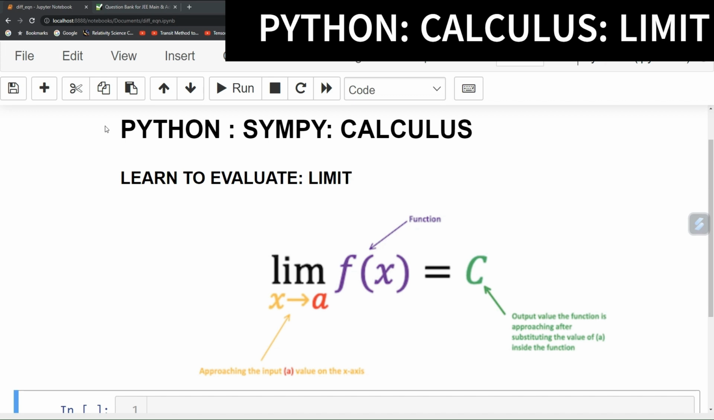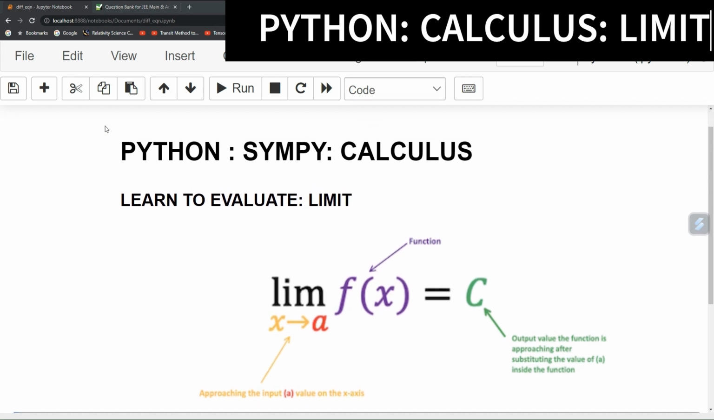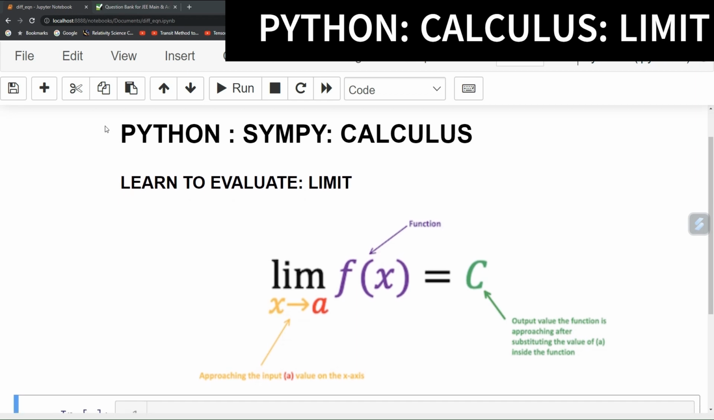In this Python tutorial you are going to learn about calculus using the Sympy package in Python. So basically our objective is to learn how to evaluate the limit of a function as x tends to a or any number. So let's do it. This is one of the important things in basic calculus, to evaluate the limit of a function at any point.